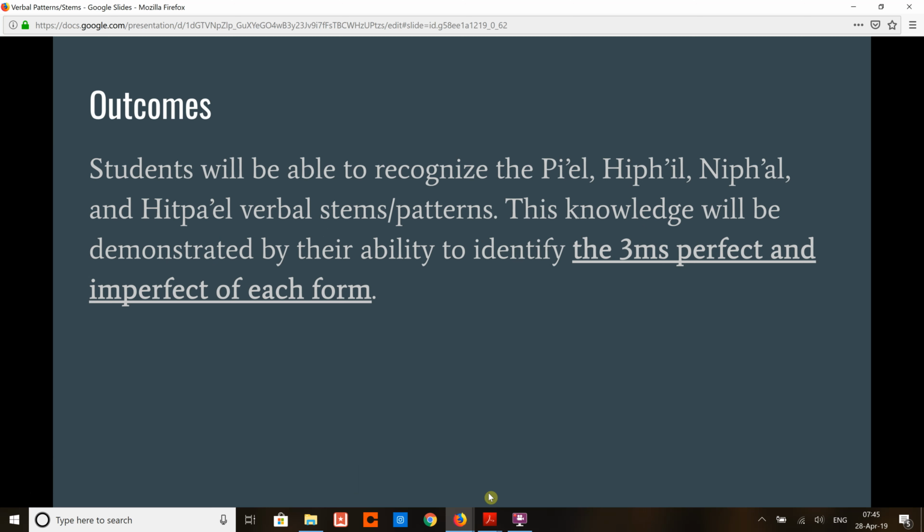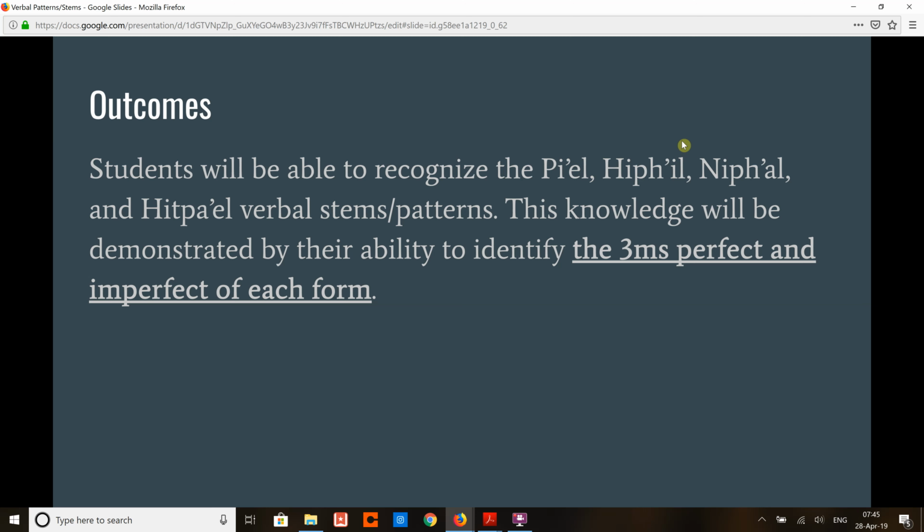Here are my outcomes for the day. Students will be able to recognize the pi'el, hif'il, nif'al, and hitpa'el verbal stems and patterns. This knowledge will be demonstrated by their ability to identify the third masculine, singular, perfect and imperfect of each form. In other words, we've learned the pa'al stem. There are 7 total stems within Hebrew, and we are not going to learn them extensively, but we are going to survey them to the degree that you will be able to recognize these 4 additional stems. And these are the most common ones.